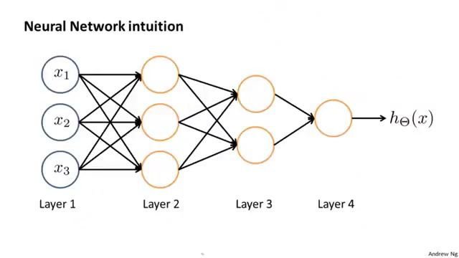And this is the sort of intuition about why neural networks can compute pretty complicated functions. When you have multiple layers, you have a relatively simple function of the input at the second layer, but the third layer can build on that to compute even more complex functions, and then the layer after that can compute even more complex functions.